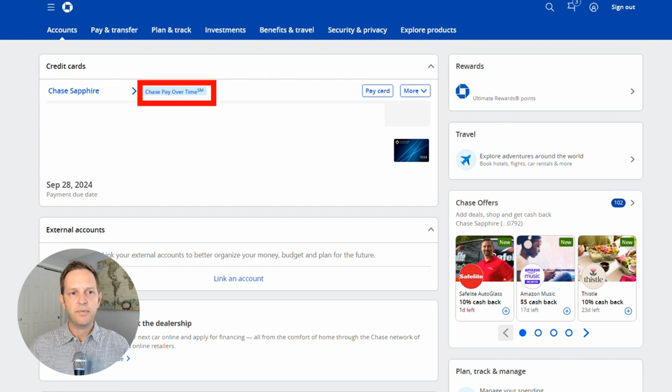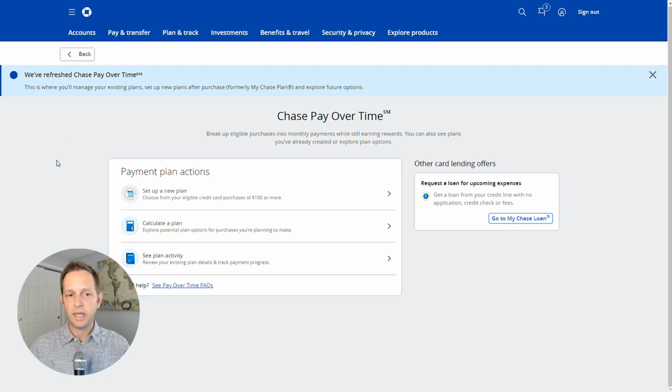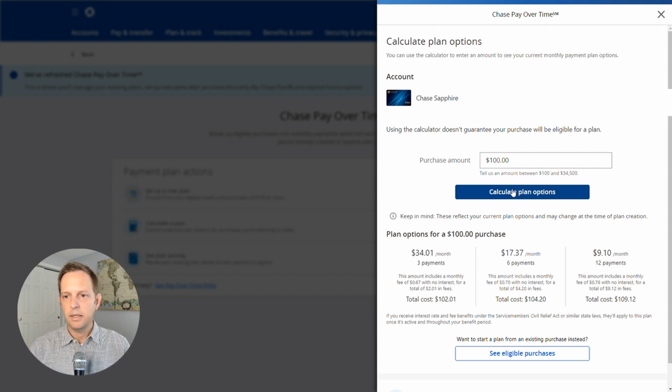Inside your Chase account, look for this Chase Pay Over Time link and click that. Then we're going to choose the second option, calculate a plan. We're going to use this calculator to feed our calculator. So let's start with $100. I'm going to type that in and click calculate plan options. And you see it gives us three options here. We have a 3-month, a 6-month, and a 12-month option.